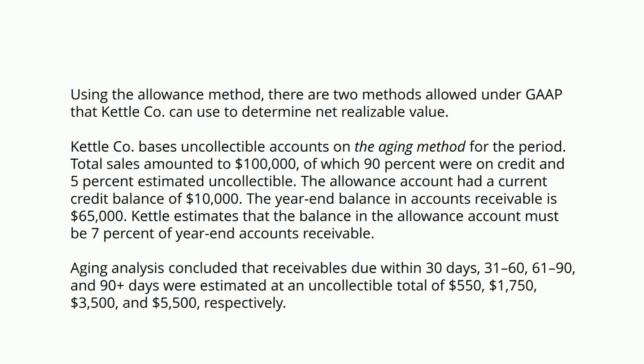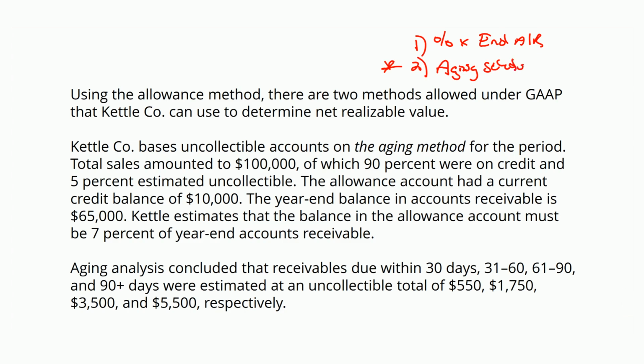Alrighty, now using the allowance method, we know there are two methods. Now we're going to do the second method. Okay, we did the percentage of ending accounts receivable. That was the prior example. Now we're going to focus in on method number two, using a more sophisticated aging schedule to get our ending balance, okay, an aging schedule.